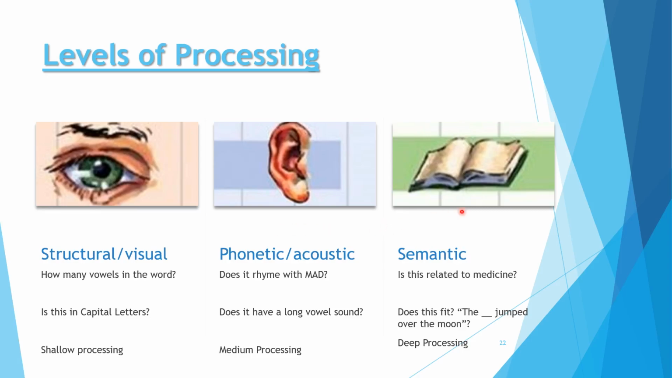Finally, you have semantic processing. Processing something for meaning. You have to look at it, understand what the word is, and then think about what it means based on your memory. So you might look at a word and ask yourself, is this related to medicine? Semantic processing is about the deepest type of processing you can accomplish, and it results in the best memory.